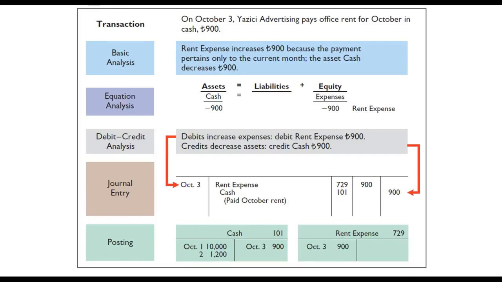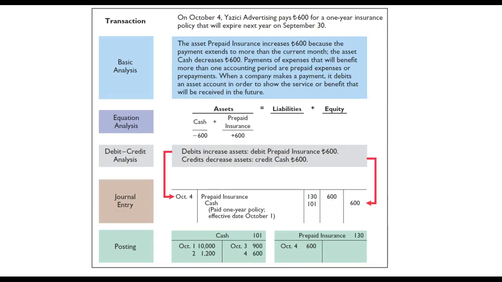Then I paid the rent. Well, this is straightforward. An expense is always debit. So you debit the expense, and I paid with cash, so I credit cash. Then I bought insurance. Now, if I pay for insurance, insurance will be an expense, but if I prepay it for a whole year, then it's an asset called prepaid insurance, and the asset increased. So it's a debit to prepaid insurance, and I paid with cash, so I credit cash.